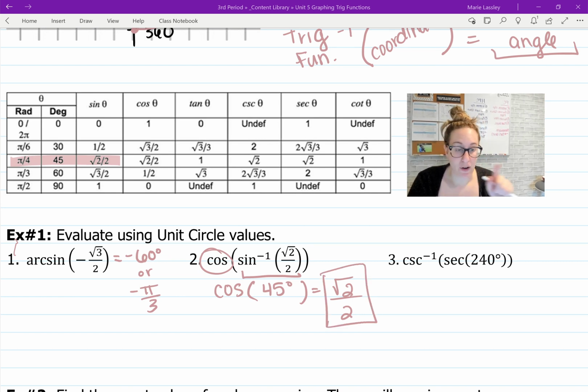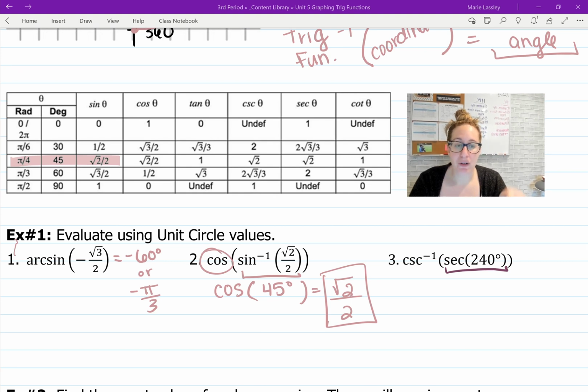All right, moving on to number 3. So again, we have a two-part question, but this time the inverse is on the outside, right? We have cosecant inverse of secant of 240. So first thing we need to do is figure out what is the secant value of 240 degrees.